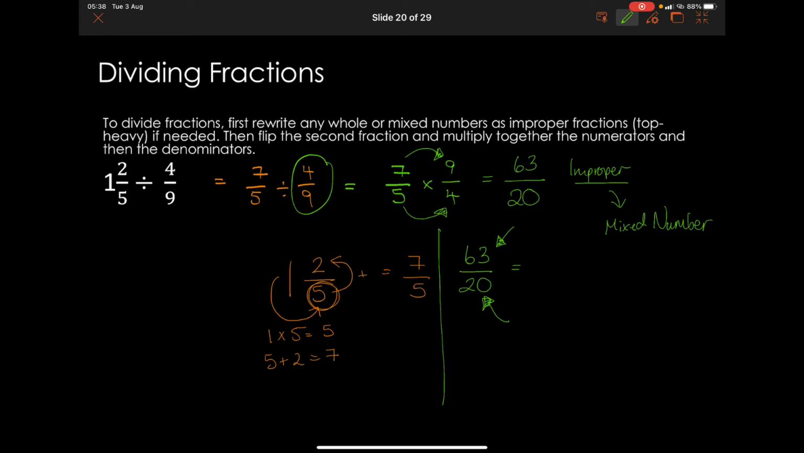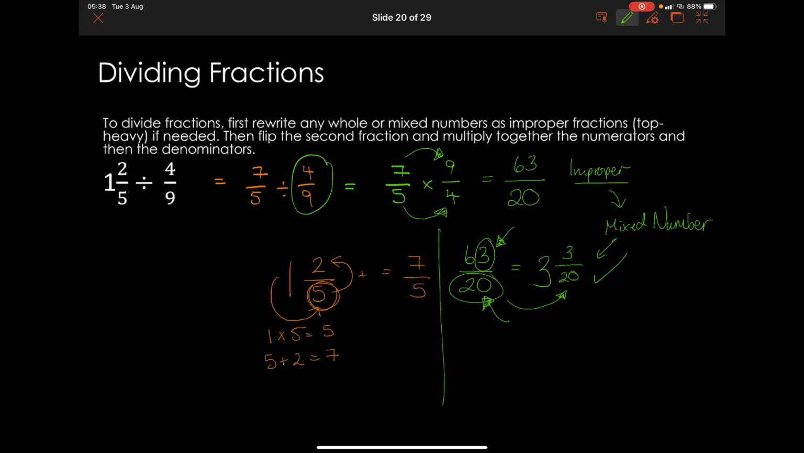Well, if I do my 20 times table, I can do 20, 40, 60. Okay, so I know 20s go into 60. All right, so I've got 3 whole ones. 3 times 20 is 60. I've got 3 whole ones, and then I've got this 3 left over. So 3 left over out of 20, because 20 is on the bottom, so it would also go on the bottom there. And you've done it. You've turned it into a mixed number.